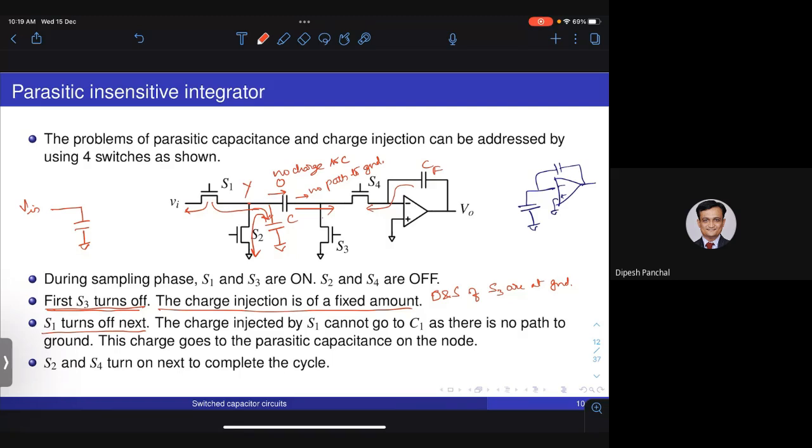So basically, to answer your question, it depends on the range of integration. You just design it in the conventional way and then replace R with 1 over F times C. That's all. Okay, sir.